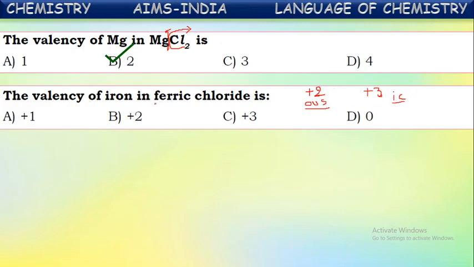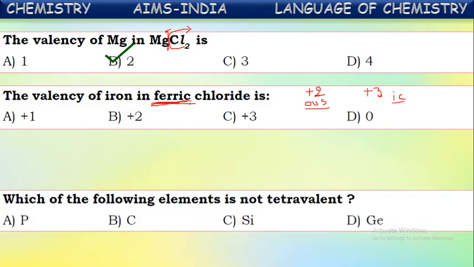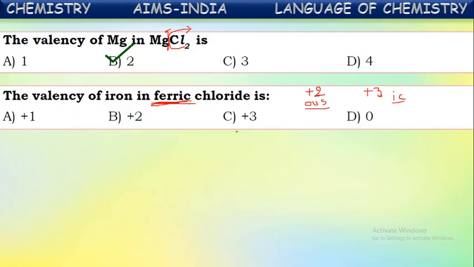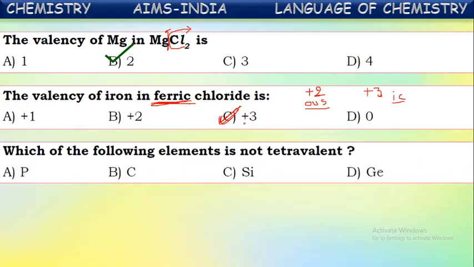Now they're asking about the valency of iron in ferric chloride. This ferric represents the ion of iron with higher valency. The higher valency of iron is 3. So the valency of iron in this compound is 3. Ferric chloride means the chloride of iron in which the valency of iron is 3. Okay, let us go to the next question.